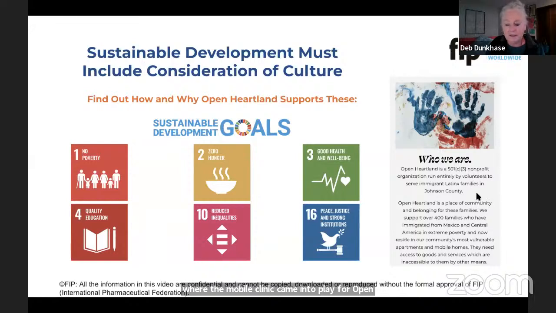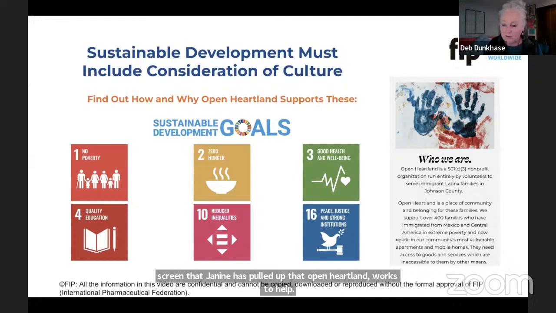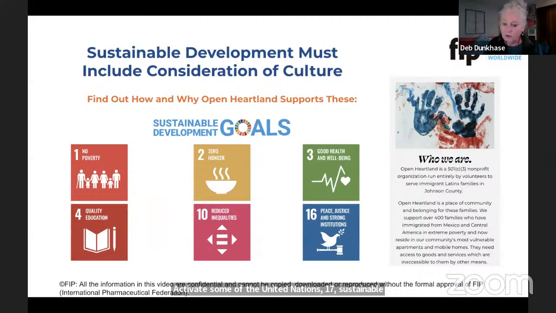I think what makes us sustainable is tying the work we do locally to a global aspect. So you can see on the screen that Janine has pulled up that Open Heartland works to help activate some of the United Nations 17 Sustainable Development Goals. We really try to work toward helping with poverty. We have lots of training programs. We help provide zero hunger by having a food pantry at Open Heartland.